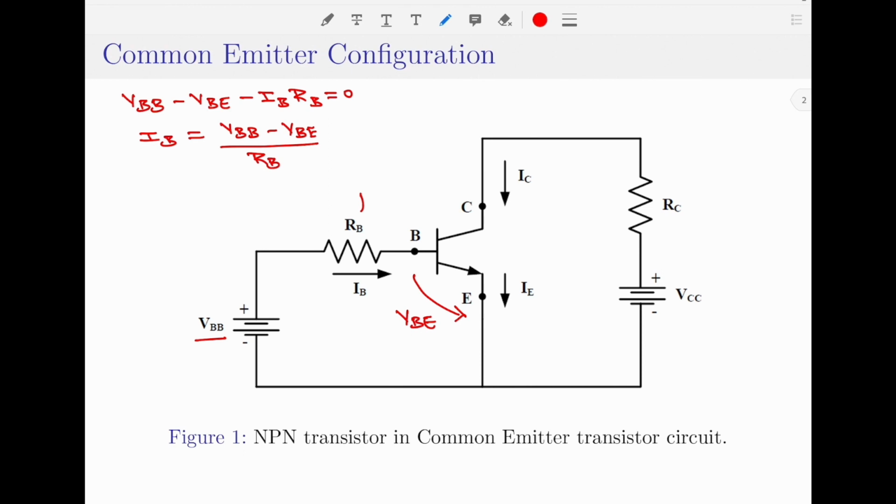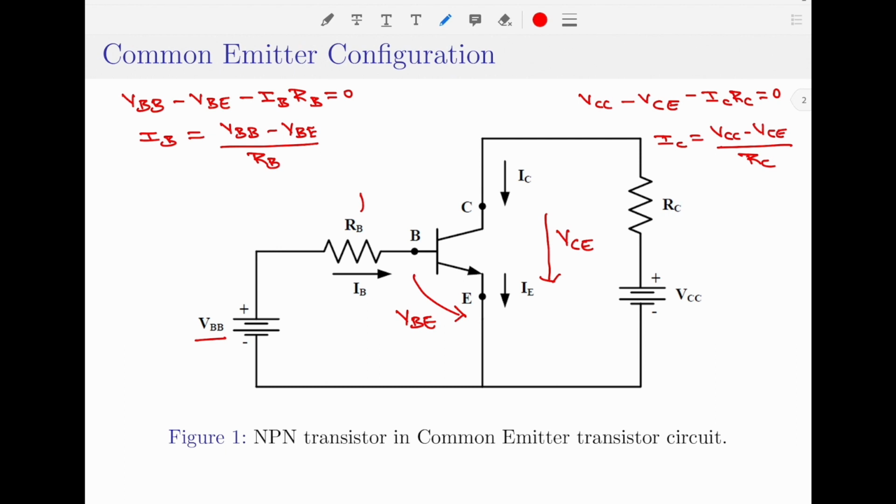In a very similar fashion, let us now apply KVL to the output loop, which is across the collector and emitter, and let the voltage across the collector and emitter be represented by VCE. When I apply KVL to the collector emitter loop, the resulting equation would be VCC minus VCE minus IC RC equal to 0. If I now rewrite the expression for IC, it would be IC equal to VCC minus VCE divided by RC.